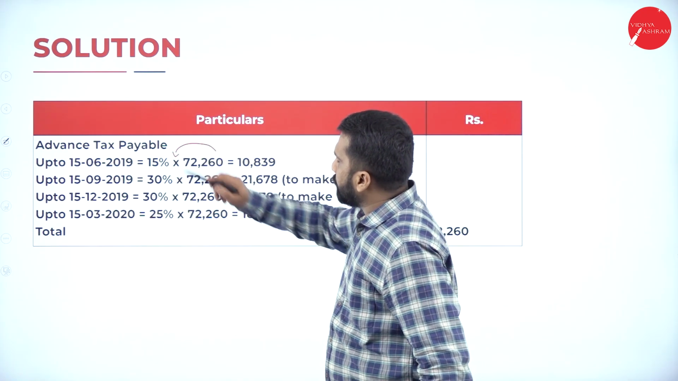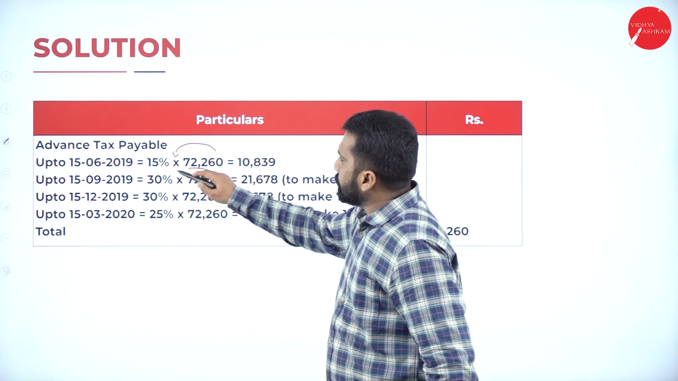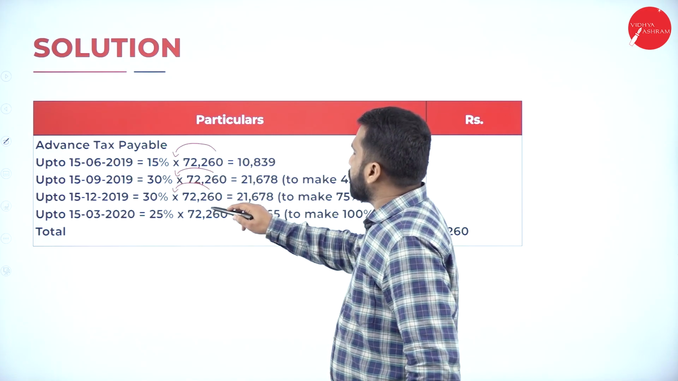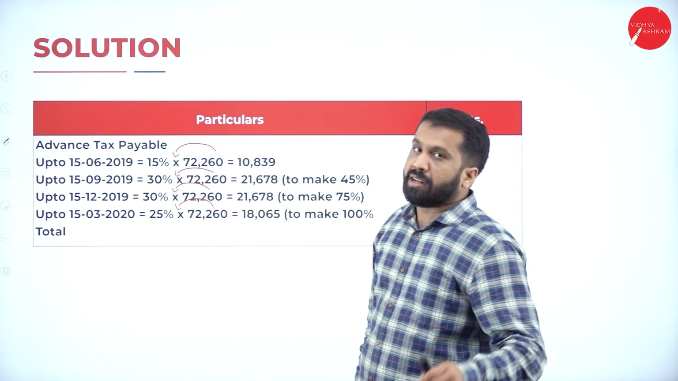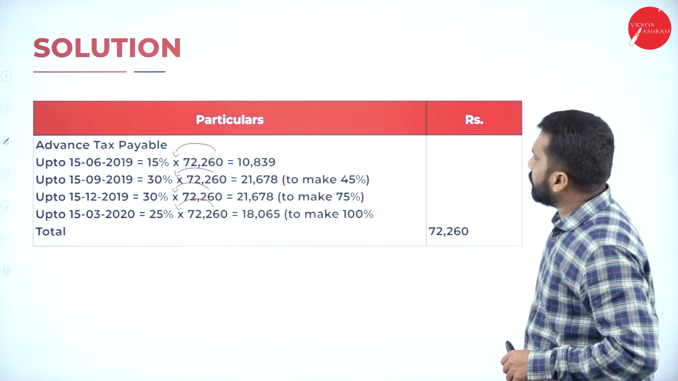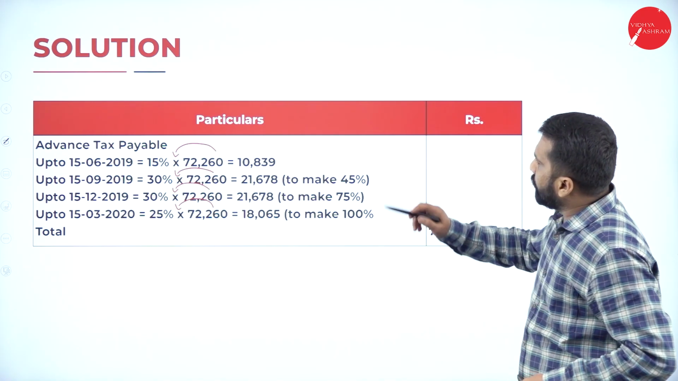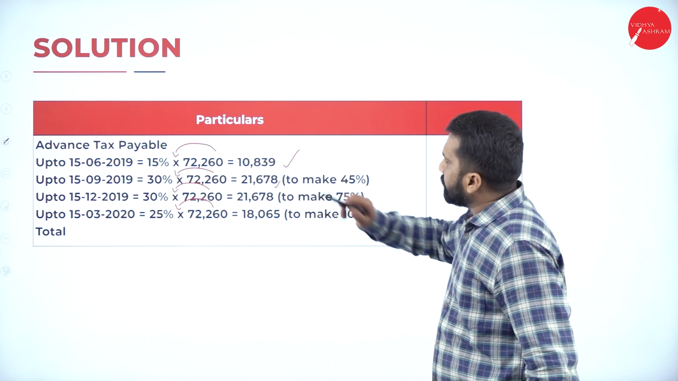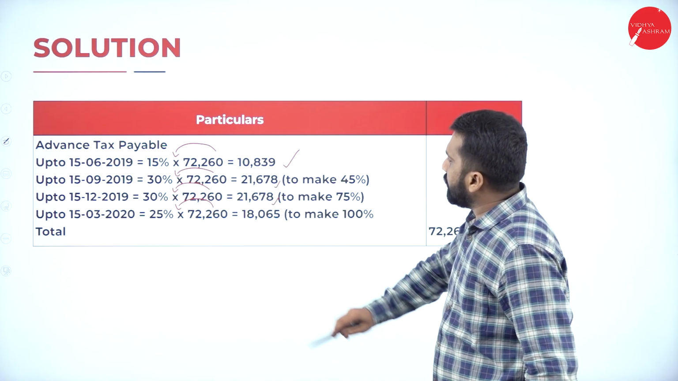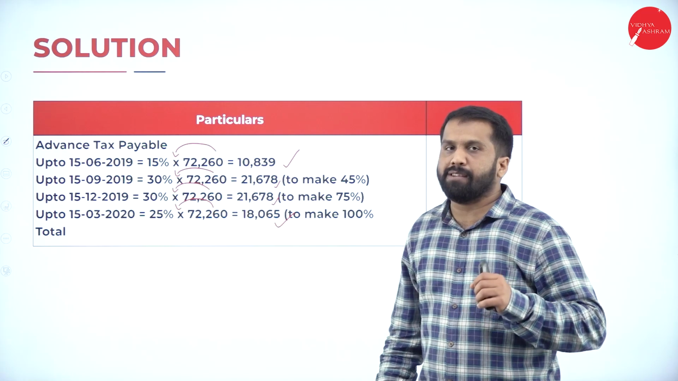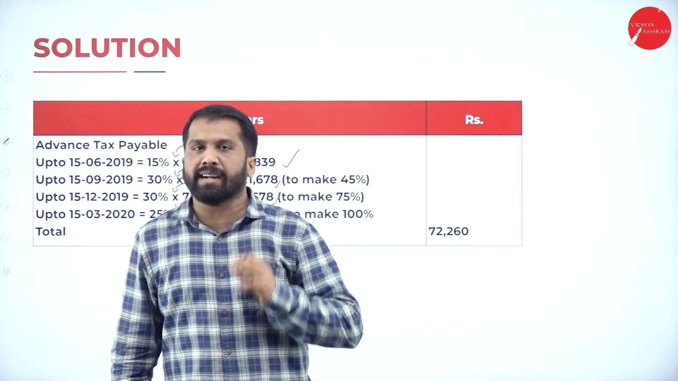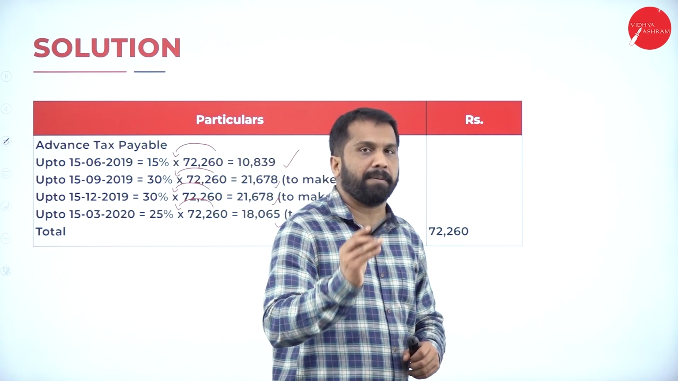72,260 multiplied with 15%. 72,260, 30%. 72,260, 30%. 72,260, 25%. If you calculate, you will get your installments: 10,839, 21,678, 21,678, 18,065. These are your calculations for advance tax. Hope you are clear.